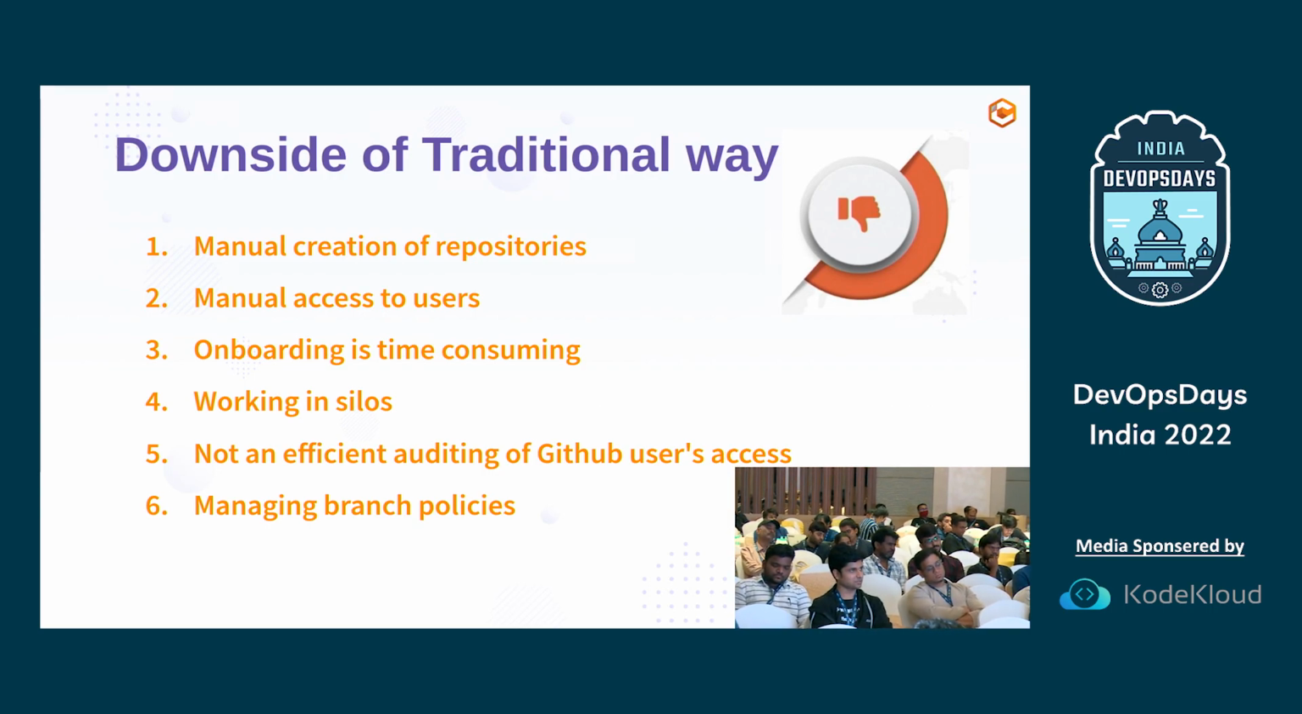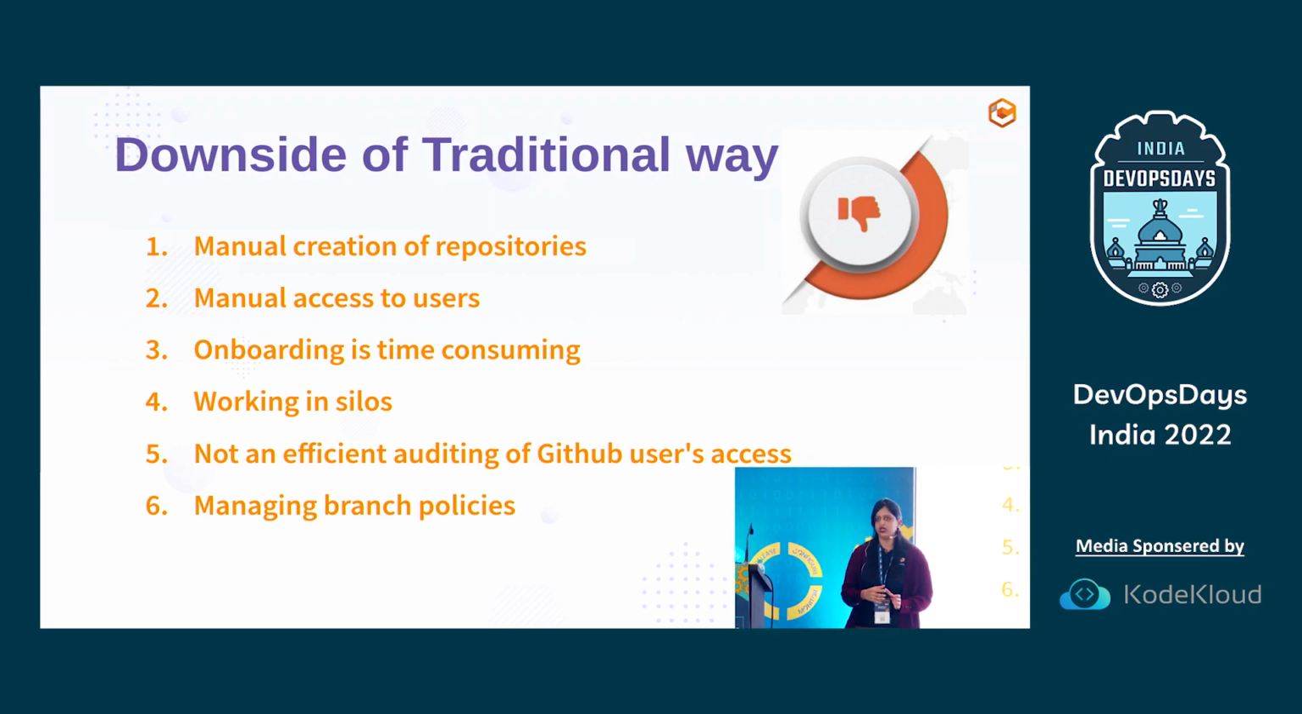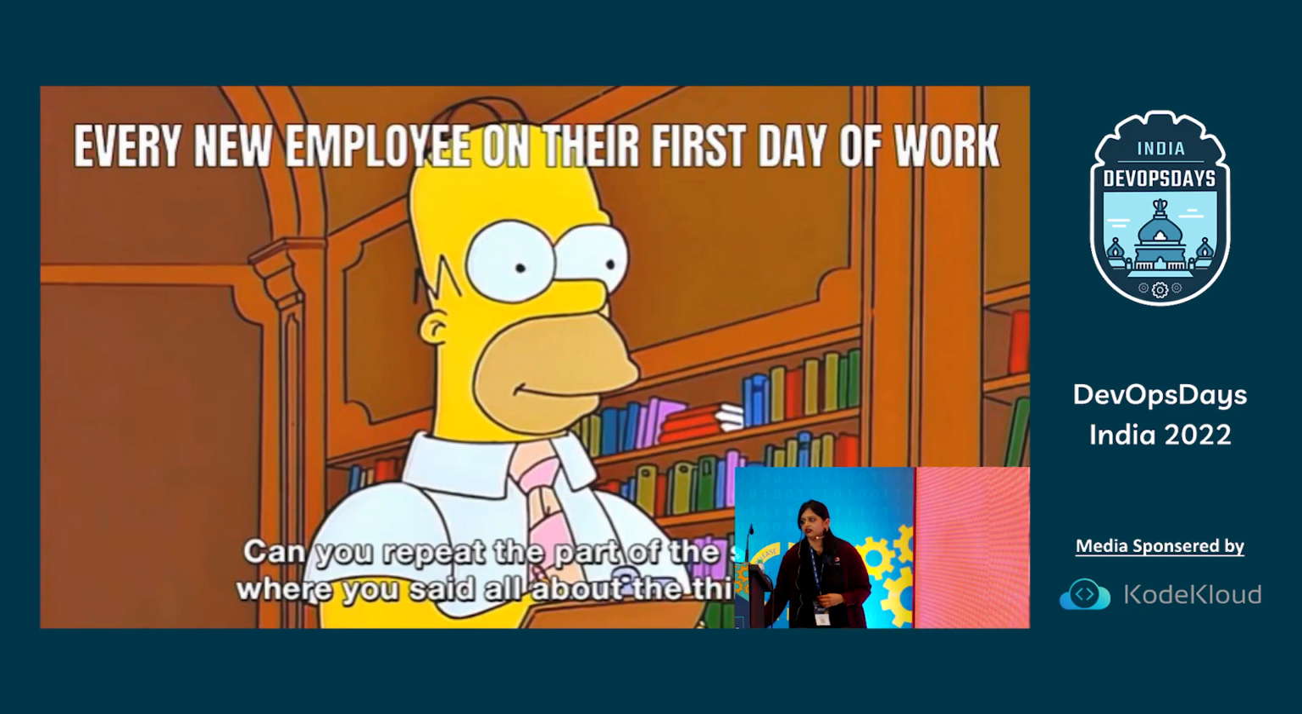When we talk about auditing, even auditing was not proper. In a team, no two people used to get the same level of access. So even auditing becomes difficult when you're using this manual approach. Managing branch policies, like keeping the same policies for all the repositories, and that too managing it manually, was a tedious, cumbersome task.